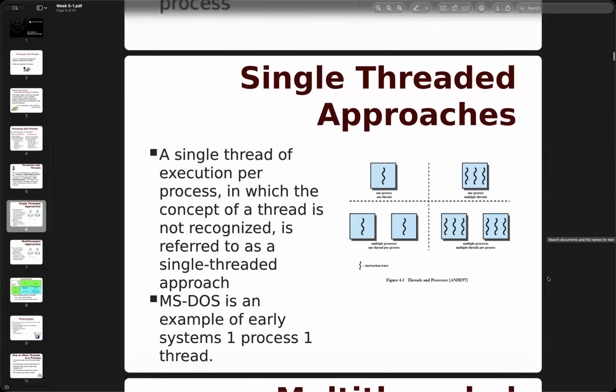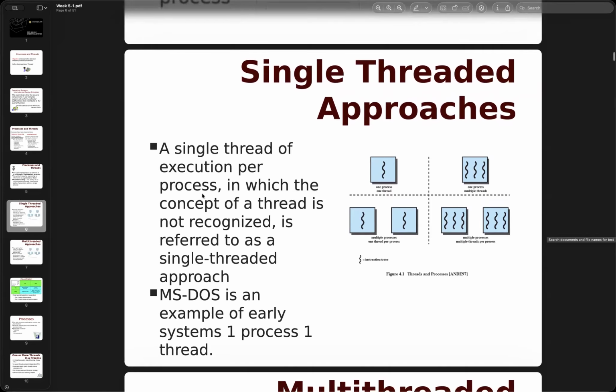If we look at the single-thread approach, we have a single thread of execution per process, in which the concept of a thread is not recognized. So one process, one thread, actually means the same. Then we have one process with multiple threads. We also have multiple processes with only one thread per process. And we also have multiple processes with multiple threads per process.